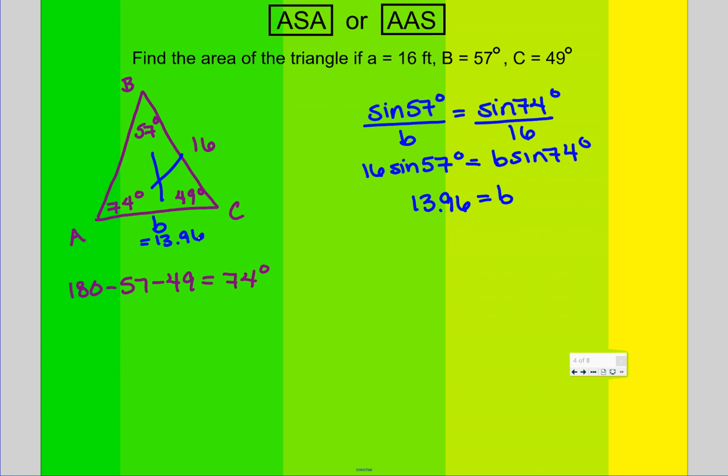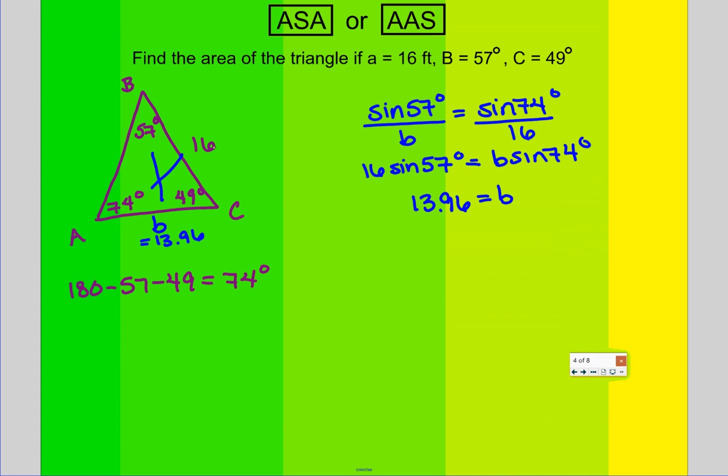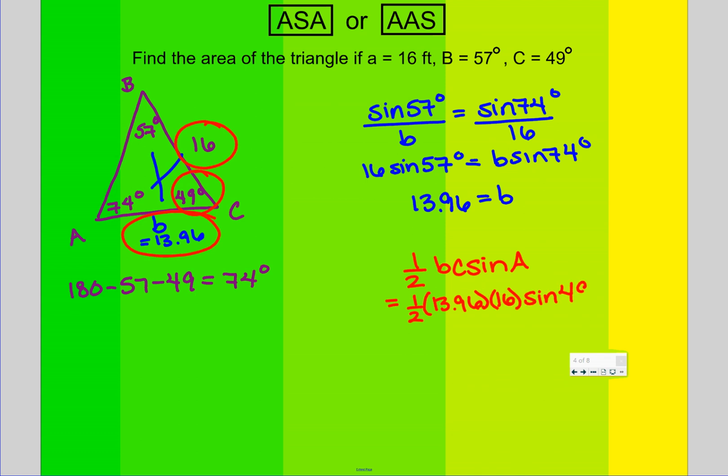Okay, so I found a few things that were missing in the triangle. Remember, the ultimate answer we're looking for is the area, and as long as you have two sides with the angle between, you have enough to get the area, which I do have. 16, 13.96, I know both of those sides, and I have the angle between them, 49. So that corner of the triangle I can use in my formula now, which was 1/2 BC sine A, is how you guys had it written down, which just remembers 1/2 times the side, times the side, times the sine of the angle between them. I get 84.29, do we have a label on this one? Feet. Square feet for area.